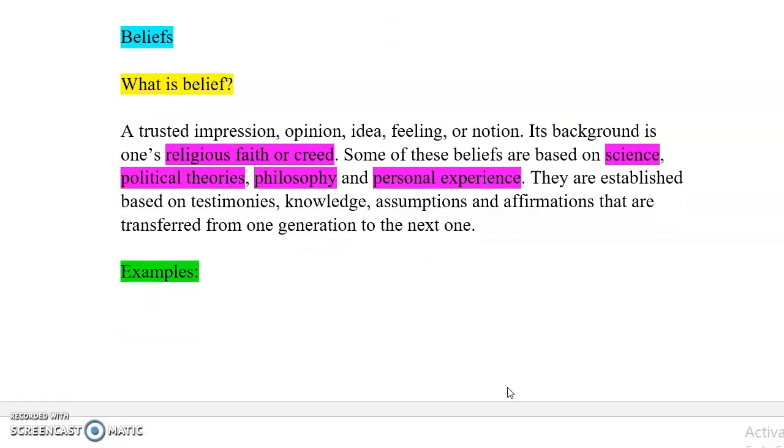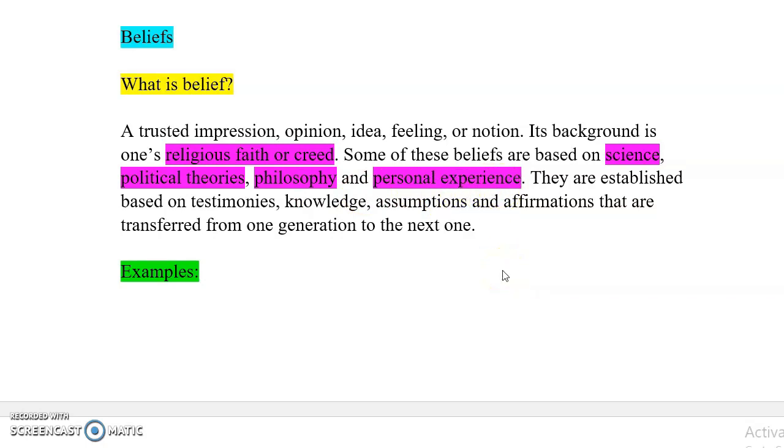So we will start with beliefs. We will see what is the meaning of belief and some examples. It is defined as a trusted impression, opinion, idea, feeling, or notion. Its background is one's religious faith or creed. Some of these beliefs are based on science, political theories, philosophy, or even personal experiences.